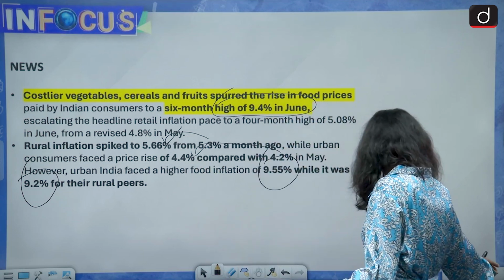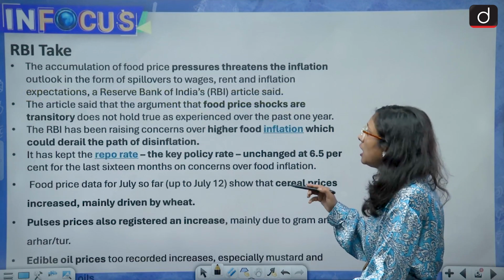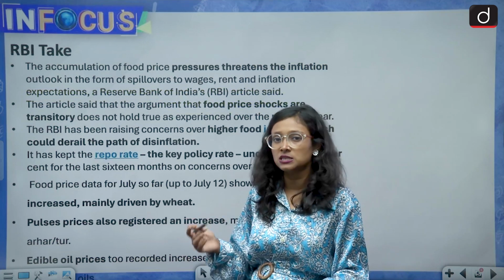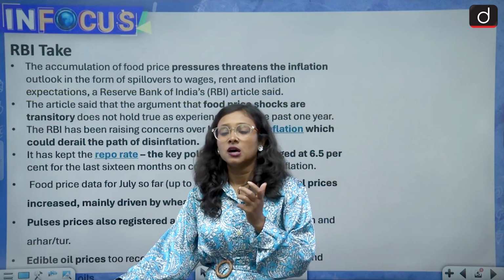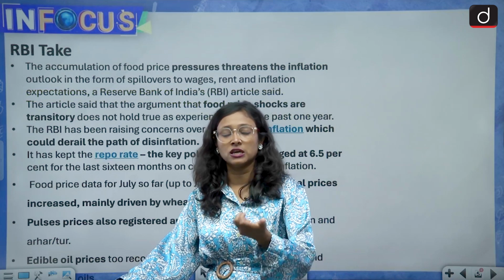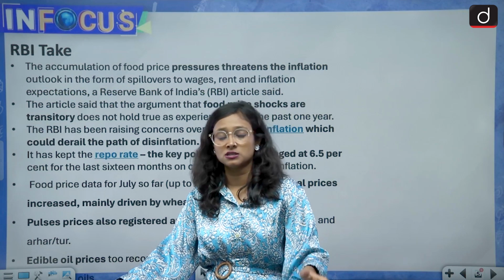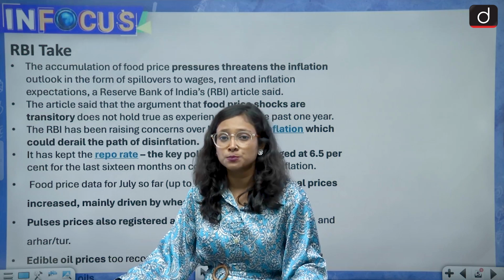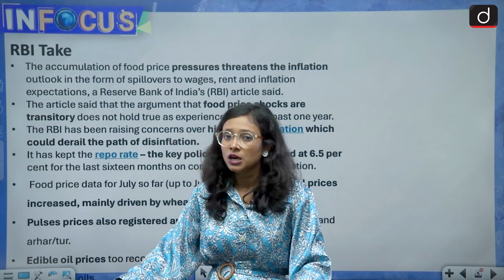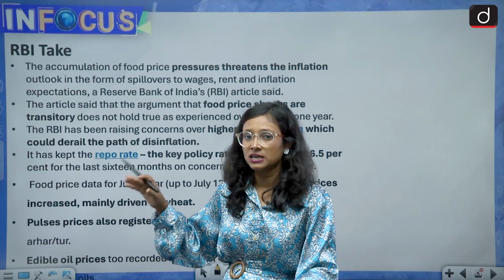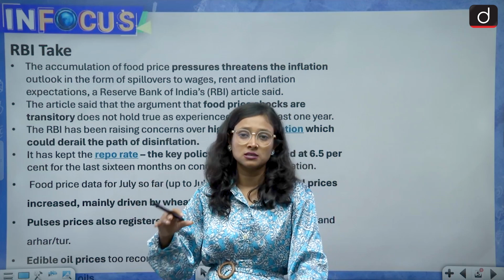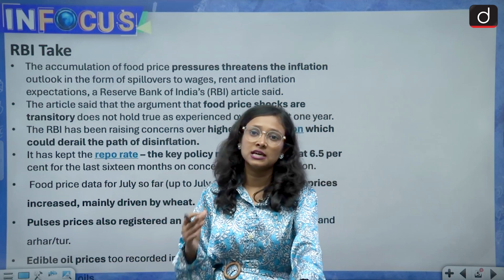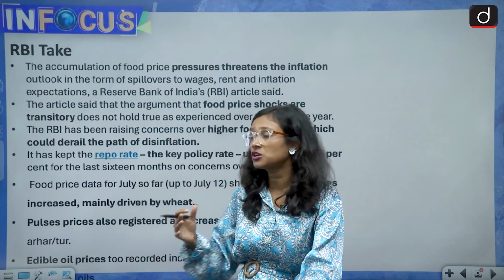Moving towards the next one, which is about the RBI's take. It's very important to discuss what RBI's take on it is. So we have taken reference from an article which is written by a member of RBI, though RBI said that the views expressed by the authors are personal. So what did the article say about the rising food prices in the country? They are saying that whatever the food price rises in the country, they are transitory in nature.